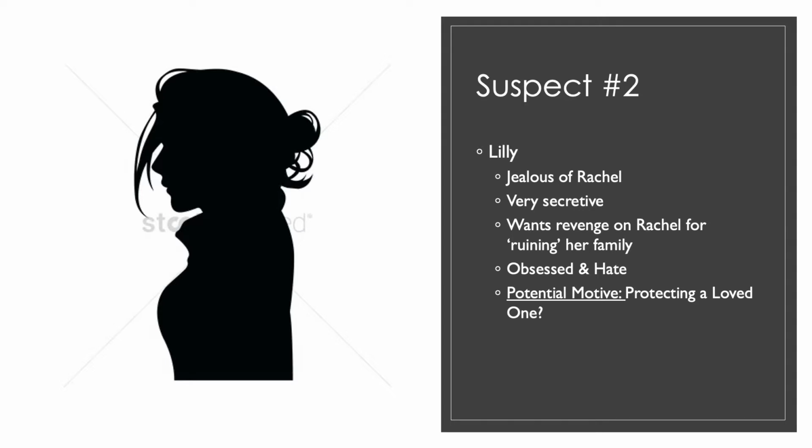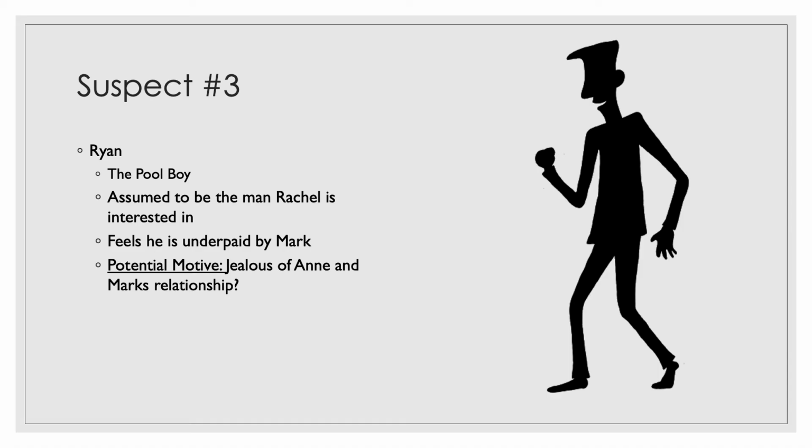Suspect number 2, Lily, is jealous of Rachel and wants revenge for her ruining her family. It is assumed she is obsessed with her hatred towards Rachel. Her potential motive is protecting a loved one, her dad. Ryan, suspect number 3, is Mark and Rachel's pool boy. He is fed up with Mark as he feels he is underpaid, and he is also interested in Rachel, so that makes his potential motive jealousy.